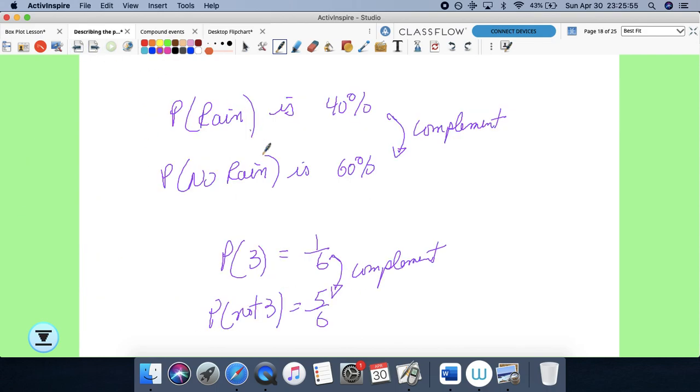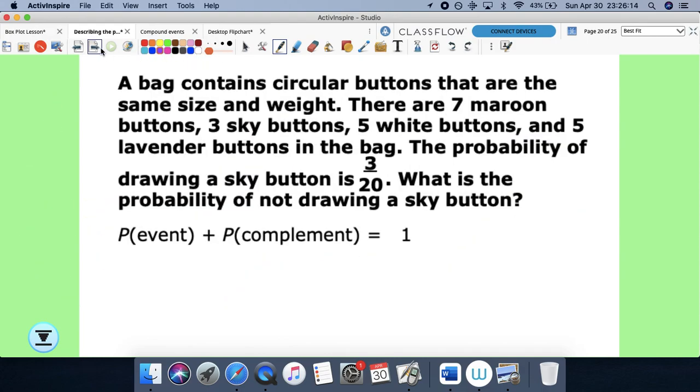So if you go back here, 1/6 plus 5/6 is 6 over 6, which equals 1. 40% plus 60% is 100%. If you change that to a decimal, that also equals 1. So it will always equal 1.